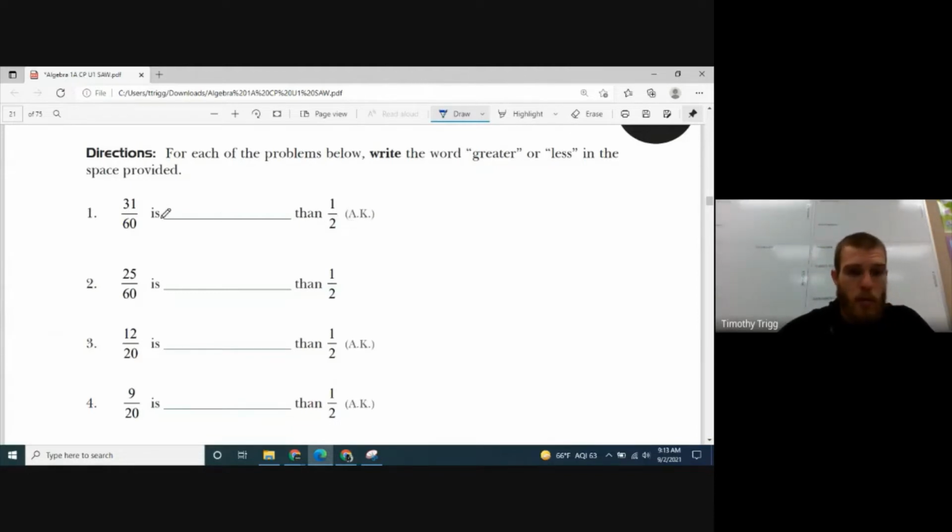Well, if we think about 1/2, isn't that equal to, well, how many out of 60? So 1/2, if I change the denominator to 60, how many is half of 60? Well, wouldn't that be 30? So 30 out of 60 is 1/2, isn't it? Right? 30 is half of 60. Well, 31 out of 60 must be more than 30, right? So this is actually greater than.